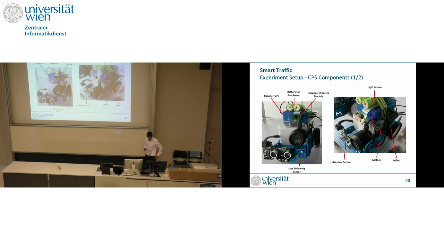Okay. So this was the ADOXX part, and maybe some notes on the cars. Here you see more detail on one of these cars. You can see here is the Raspberry Pi with a camera module. There are some batteries welded on top. There are line following sensors down here and obstacle avoidance sensors, so ultrasonic sensors.